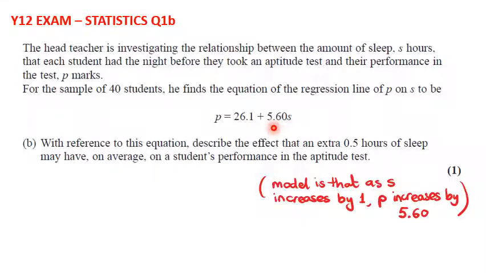This is like y equals mx plus c, m is the gradient. Here the gradient of the line is plus 5.60. So for 1 hour extra of sleep, we would expect potentially the performance to increase by a score of 5.6. So for half an hour extra of sleep, we would expect an increase of 2.8. It's an increase because it's a positive gradient, and we've just gone along half, added half an hour on, so increased by 2.8.